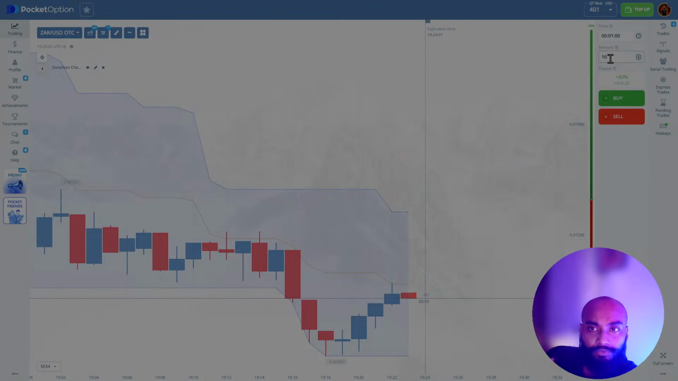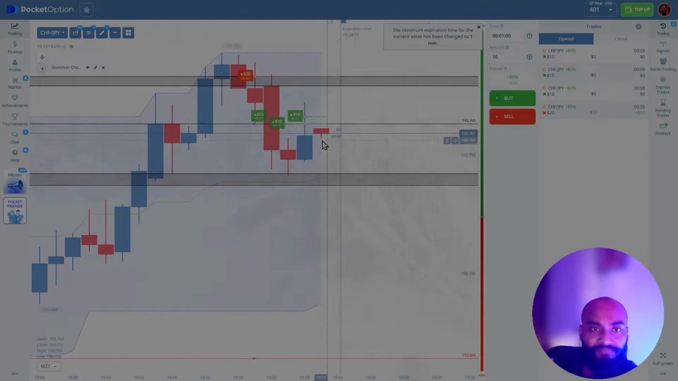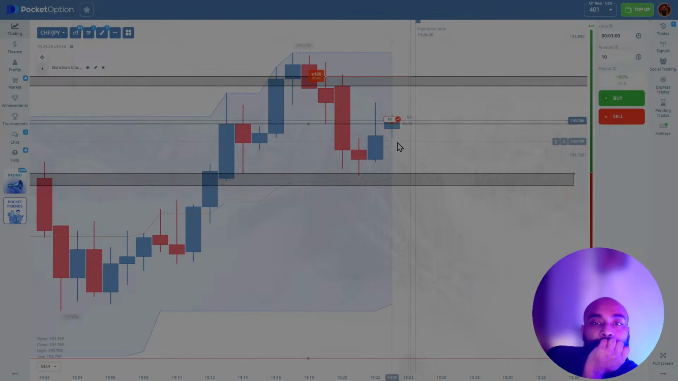Here we do have rejections from here, right? It rejected. Let's check our trades. Okay, it was a late entry. It was a clearly bullish candle, but we got late entries.